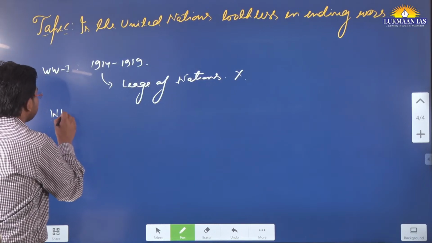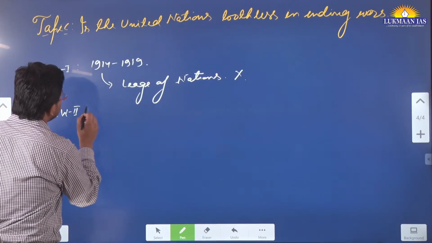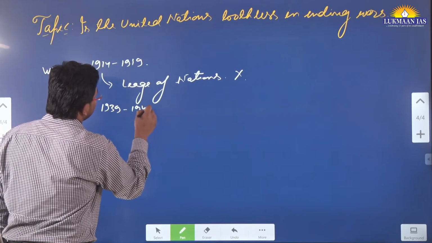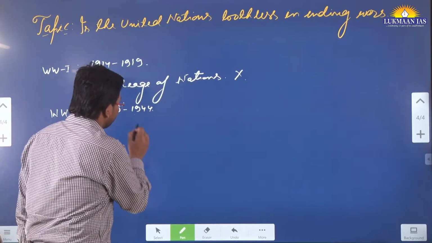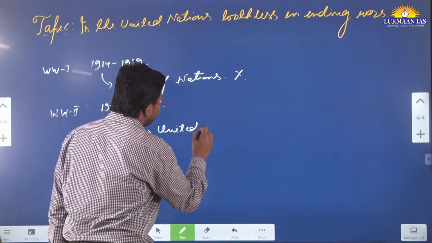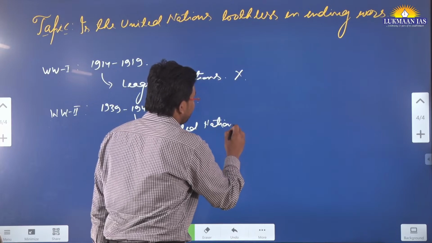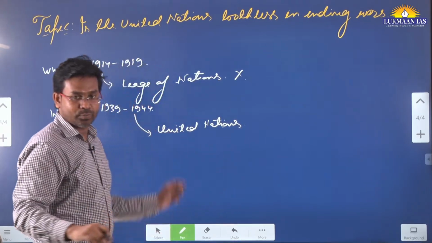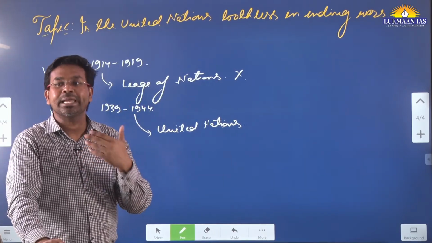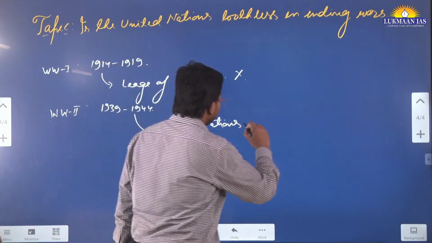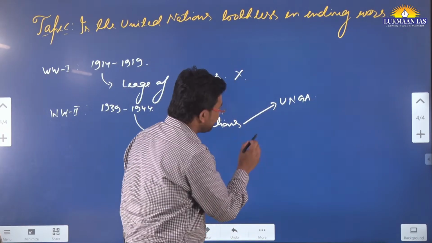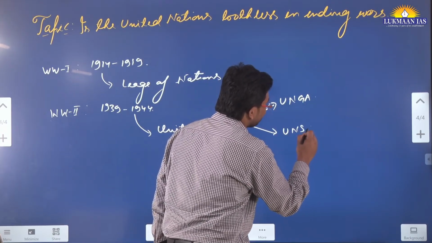So we saw another world war, World War II, which happened from 1939 to 1944. After World War II, they created the United Nations system. Its work is to stop the world from having any third world war. The United Nations system has two prominent bodies. One is the United Nations General Assembly, the other is the United Nations Security Council.